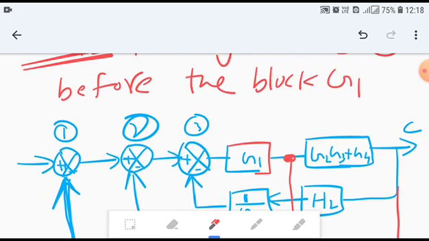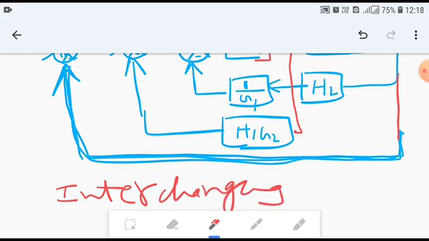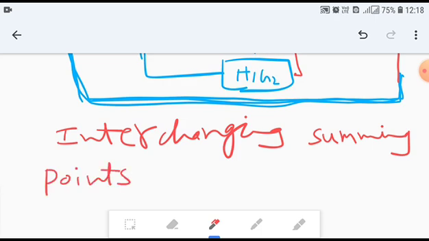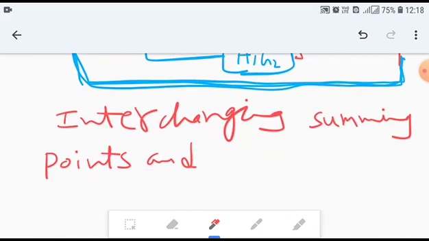Now we will be interchanging summing points 2 and 3. Just interchanging the summing points, and you have to remember the rule that whenever we interchange the summing points, no new blocks will be added. No need of adding any new blocks whenever we interchange the summing points. Interchanging summing points 2 and 3 is the next step.